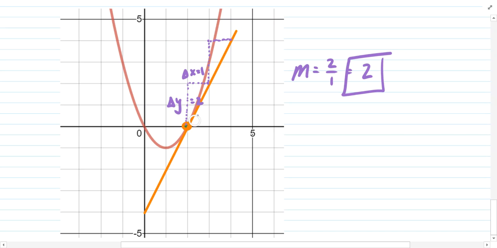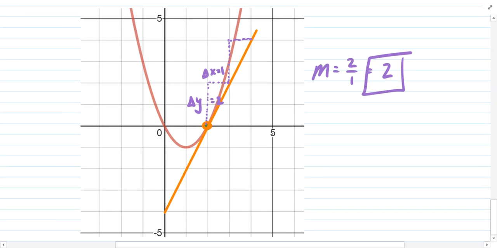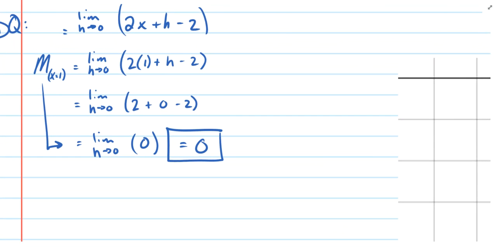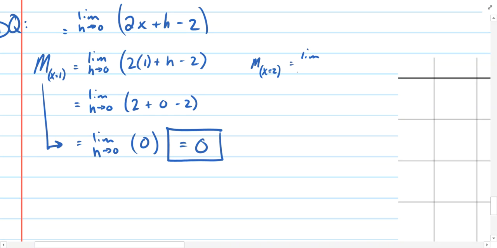But here again, if our line was drawn incorrectly, or if that line didn't cross any of our grid lines very nicely, it would be very hard to determine that slope. And so utilizing the difference quotient would be pretty helpful. Now, speaking of difference quotient, we can use the exact same formula. This time we'll say the slope when x is equal to 2 is the limit as h approaches 0 of 2 times 2 plus h minus 2.